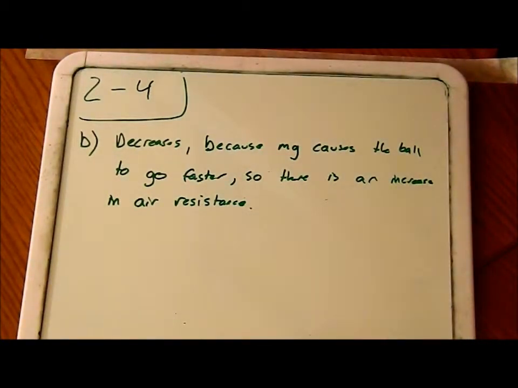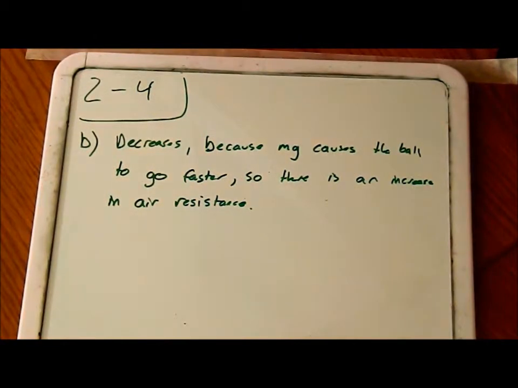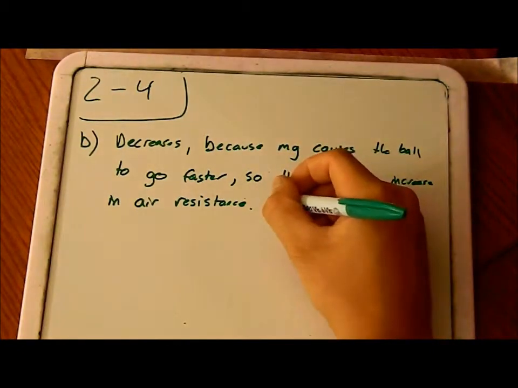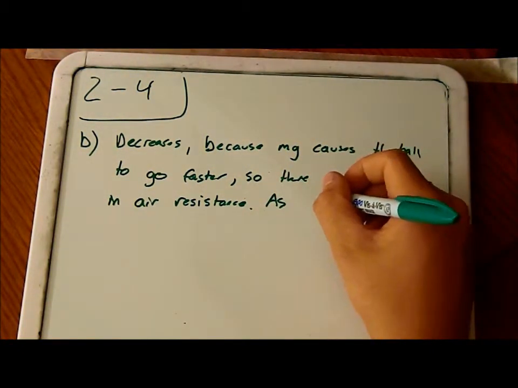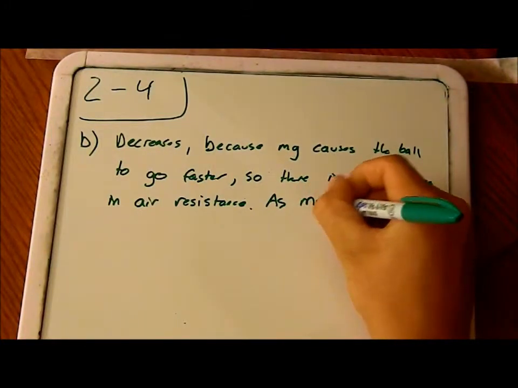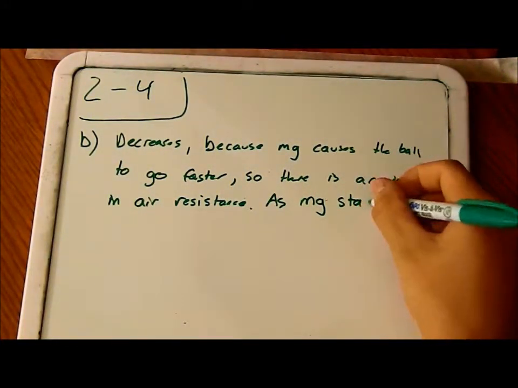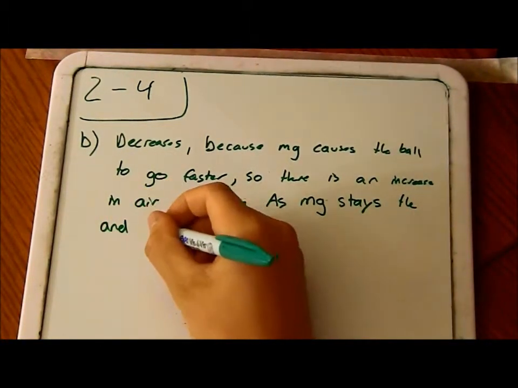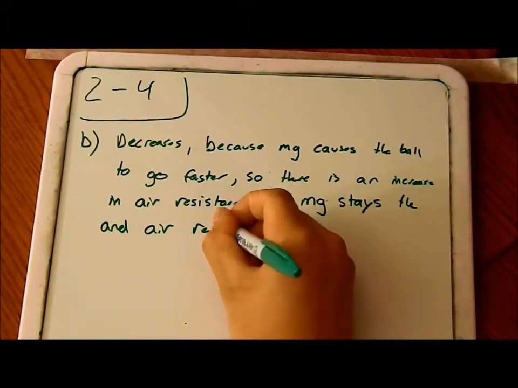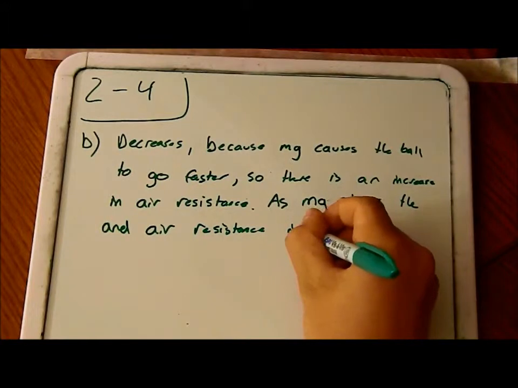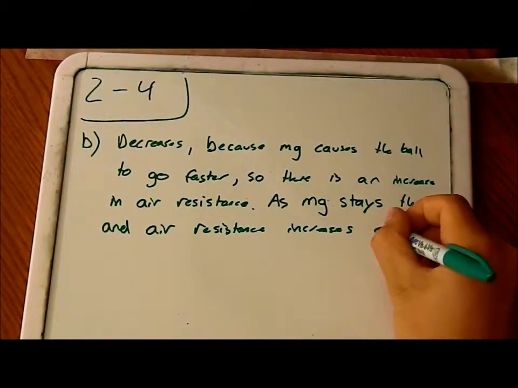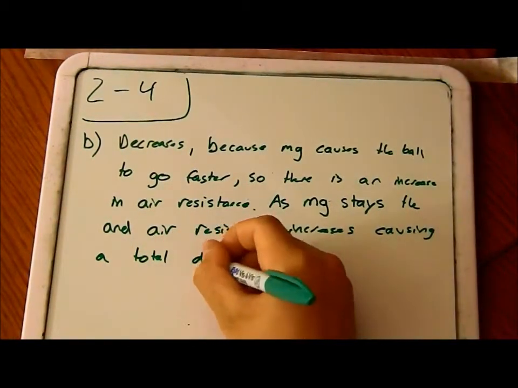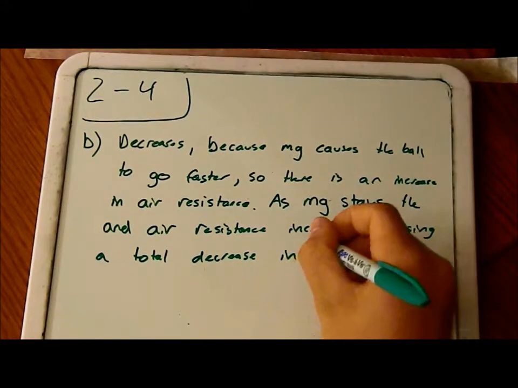And then this means that the total downward force decreases as the ball approaches terminal velocity. So mg stays the same and the air resistance increases, causing a total decrease in downward force.